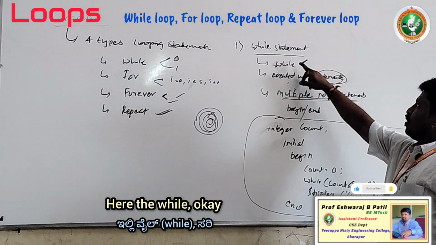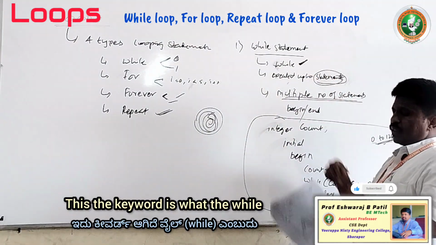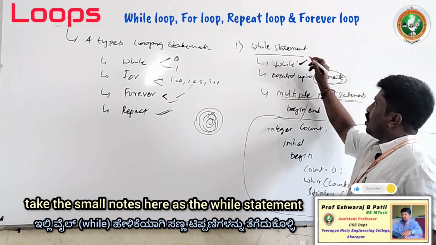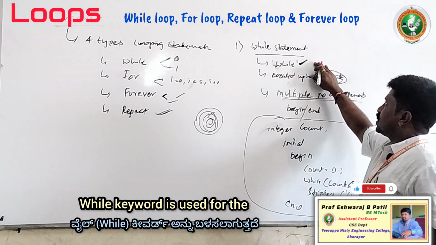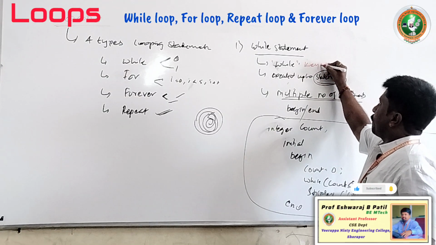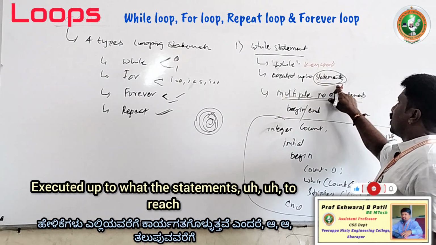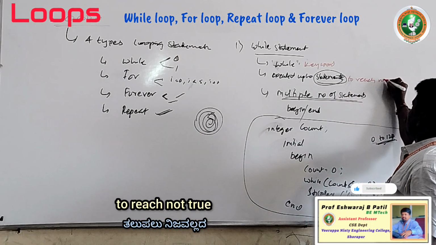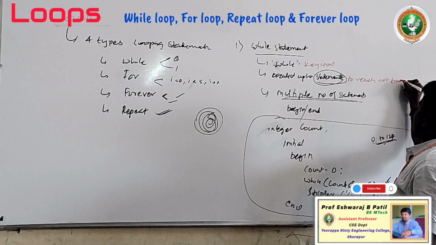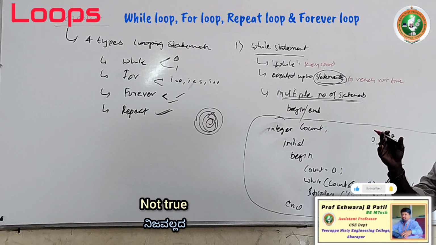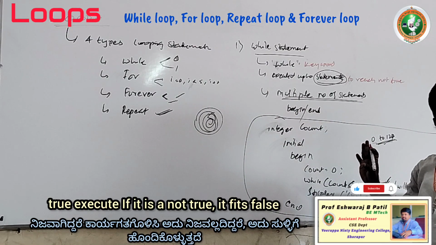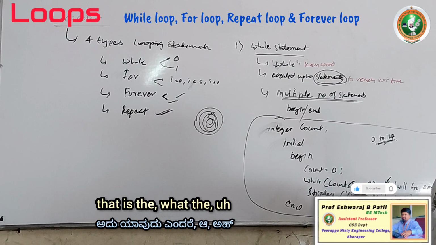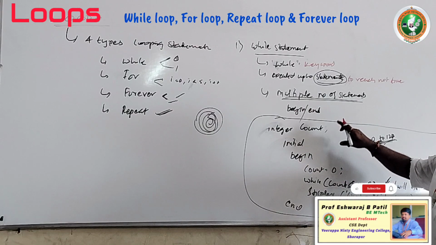Here, the while statement you write. The keyword is while, used for the while statement purpose. It is executed up to the statements reaching not true. Until it is true, it will execute. If it is not true, if it's false, then it will stop the execution of that statement. Okay, while statement.